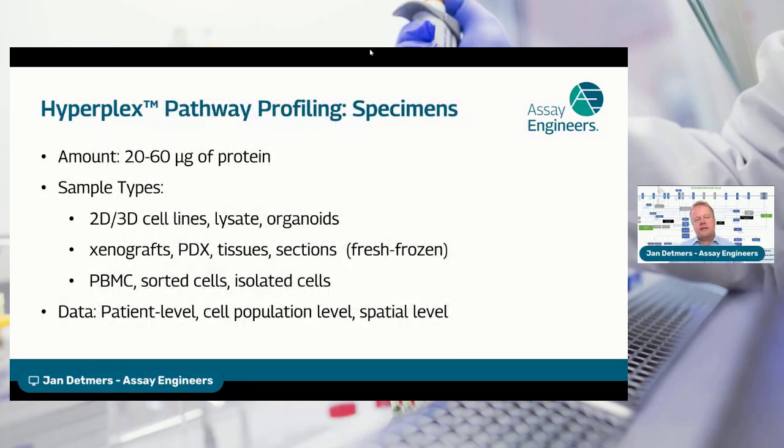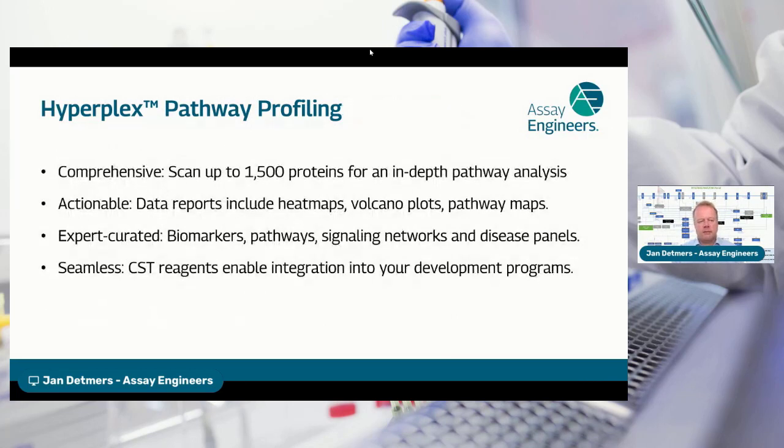Right. So with these assays, you can now run all sorts of tissues. We work with cell lysates, organoids, cell lines. You can analyze xenografts, tissue sections, fresh frozen sections, as well as FFPE sections. But I should mention that for FFPE, the selection of antibodies is a little limited, and obviously also with PBMCs or sorted cells. Typically, we need 20 to 60 microgram of protein, but this depends also on the number of assays that you want to run per sample.